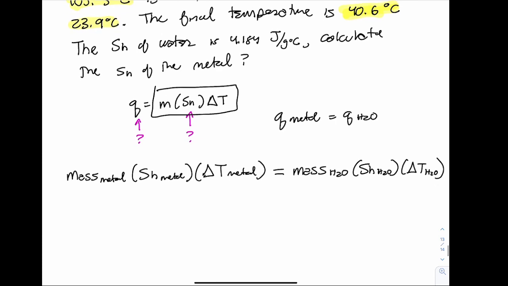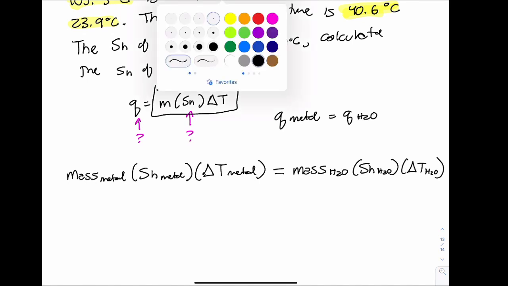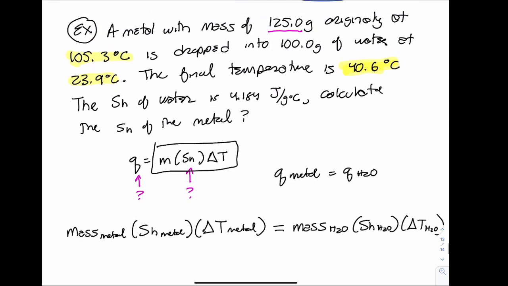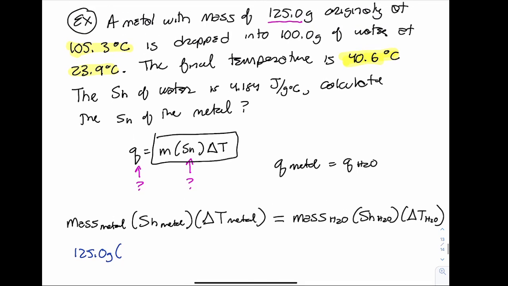So I can now just plug all those numbers in. So the mass for my metal, going up to my problem, is 125.0 grams. The specific heat for my metal is my unknown.